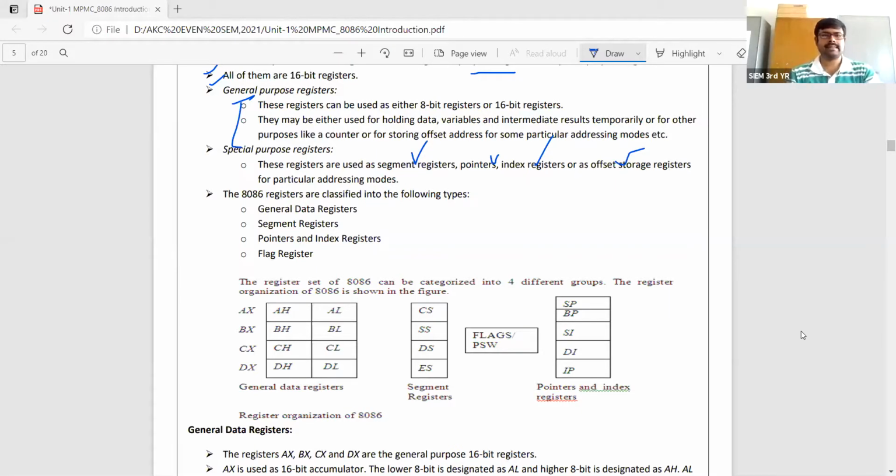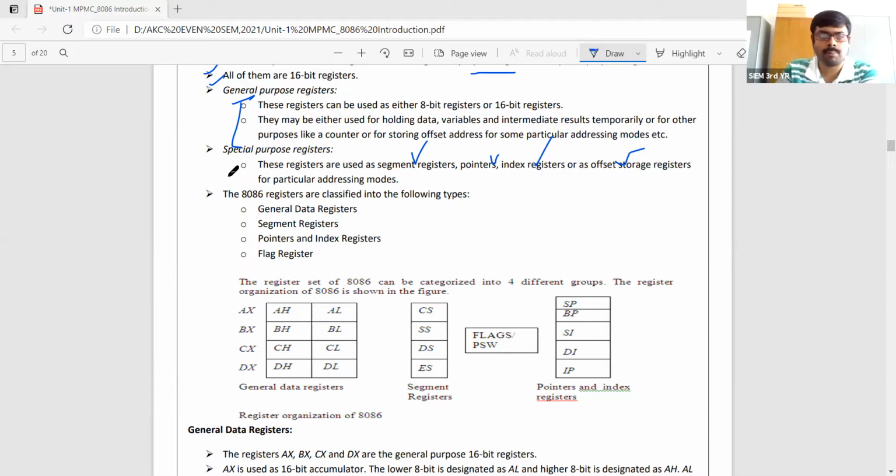So the special purpose register has certain distinct operations: segment register, pointers, index register, or offset storage data. Different types of operations we can see using this particular task of the special purpose register. The next point we want to discuss is that the 8086 registers are classified into the following types. We have to see the different associated tasks that will be performed by the registers.